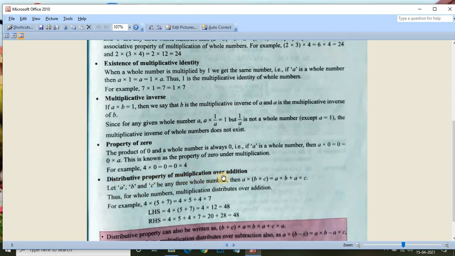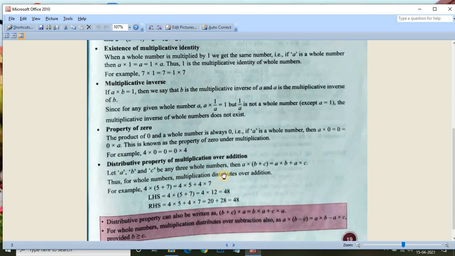Distributive property of multiplication over addition. Let a, b and c be any three whole numbers. Then a into (b plus c) equals a into b plus a into c. This is known as the distributive property and it is very important. You have to use this property to solve the questions.